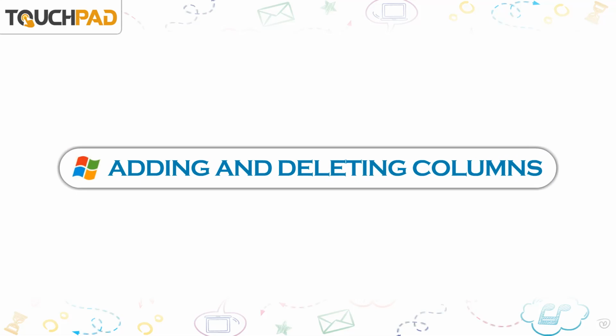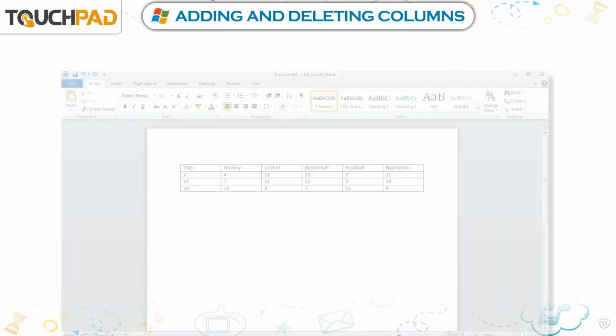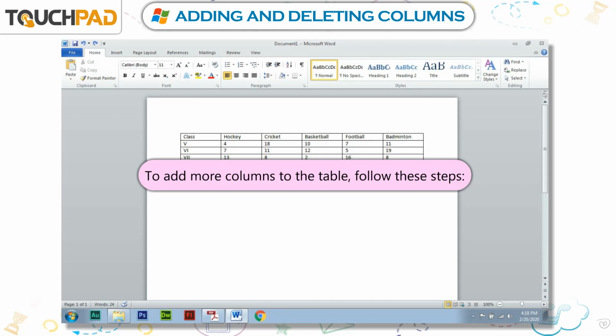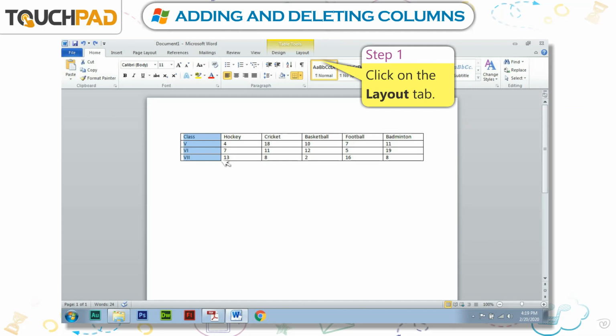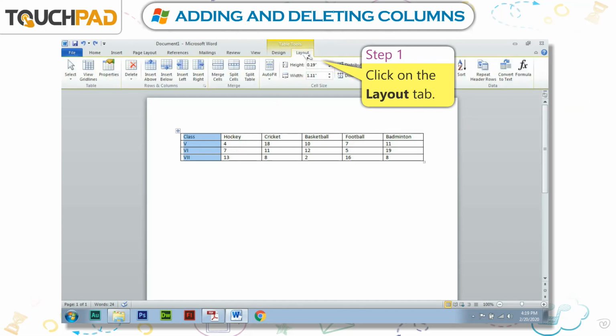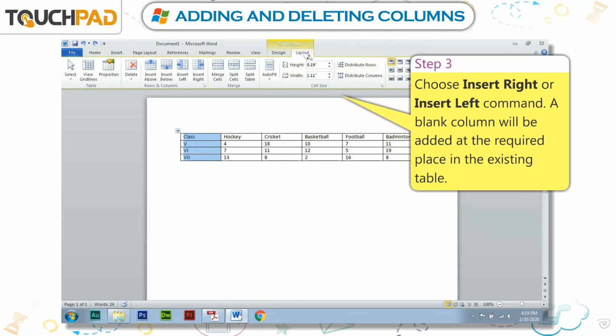Adding and deleting columns. To add more columns to the table, follow these steps. Step 1. Select the row of the table where you want to add another row. Step 2. Click on the Layout tab. Step 3. Choose Insert Right or Insert Left command. A blank column will be added at the required place in the existing table.